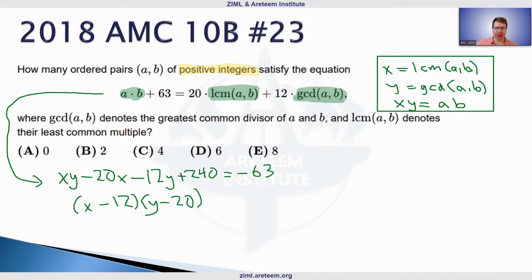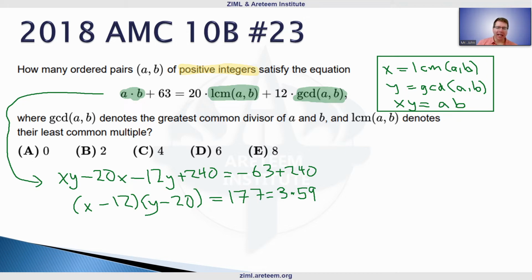So of course, we can't just add that for free. We need to add 240 on the other side. So we get x minus 12 times y minus 20 is 177. And again, remember we're dealing with integers. We're dealing with a little mix of number theory here. So it might be helpful and will be helpful to write this out in terms of its prime factorization as well. So we have x minus 12 times y minus 20 is 3 times 59 here.